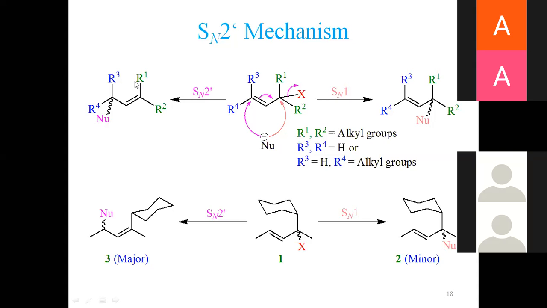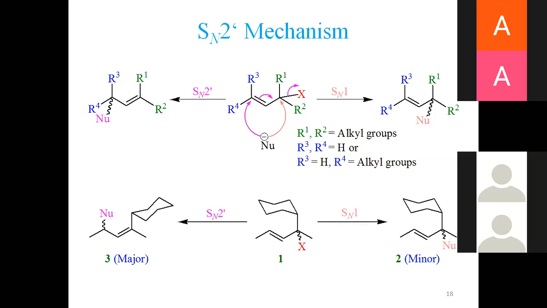In this case, we have R1, R2, R3, R4 substituents attached here. This is a carbon attached with the X, and X is the leaving group. This R1, R2, R3, and R4 may change. For example, if R1 and R2 are alkyl groups, it means this is a tertiary carbon, and what mechanism does a tertiary carbon follow? It always follows SN1 mechanism.